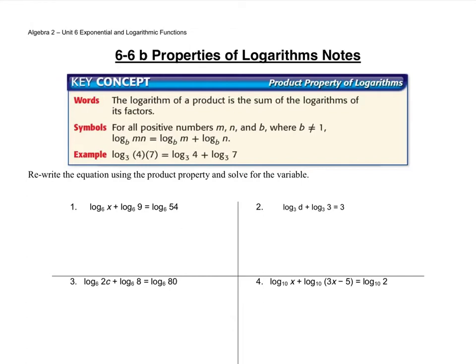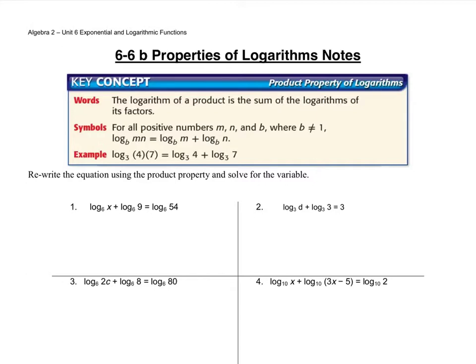So today we're going to be working on 6.6b properties of logarithms. Again, it's going to be the same properties we learned in 6.6a, but we're going to be talking in detail about those properties, how we can use them to solve equations, finding variables and so on.